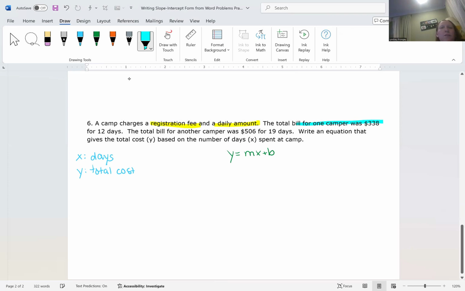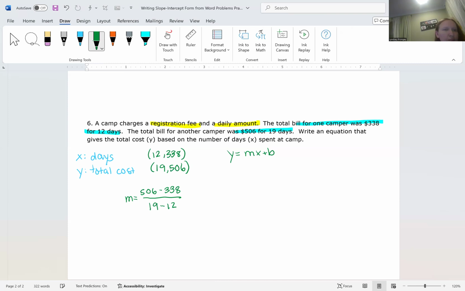So one camper, $338 for 12 days. Someone else, $506 for 19 days. Thinking in terms of X being days and Y is total cost, that means our ordered pairs are (12, $338) and then (19, $506). So from there, I can find my slope. Slope is y minus y. And notice when I'm doing these, I'm doing the bigger number minus the smaller number. I think that just makes more sense. 19 minus 12. That gives us 168 over 7. And that gives us 24 as our slope.